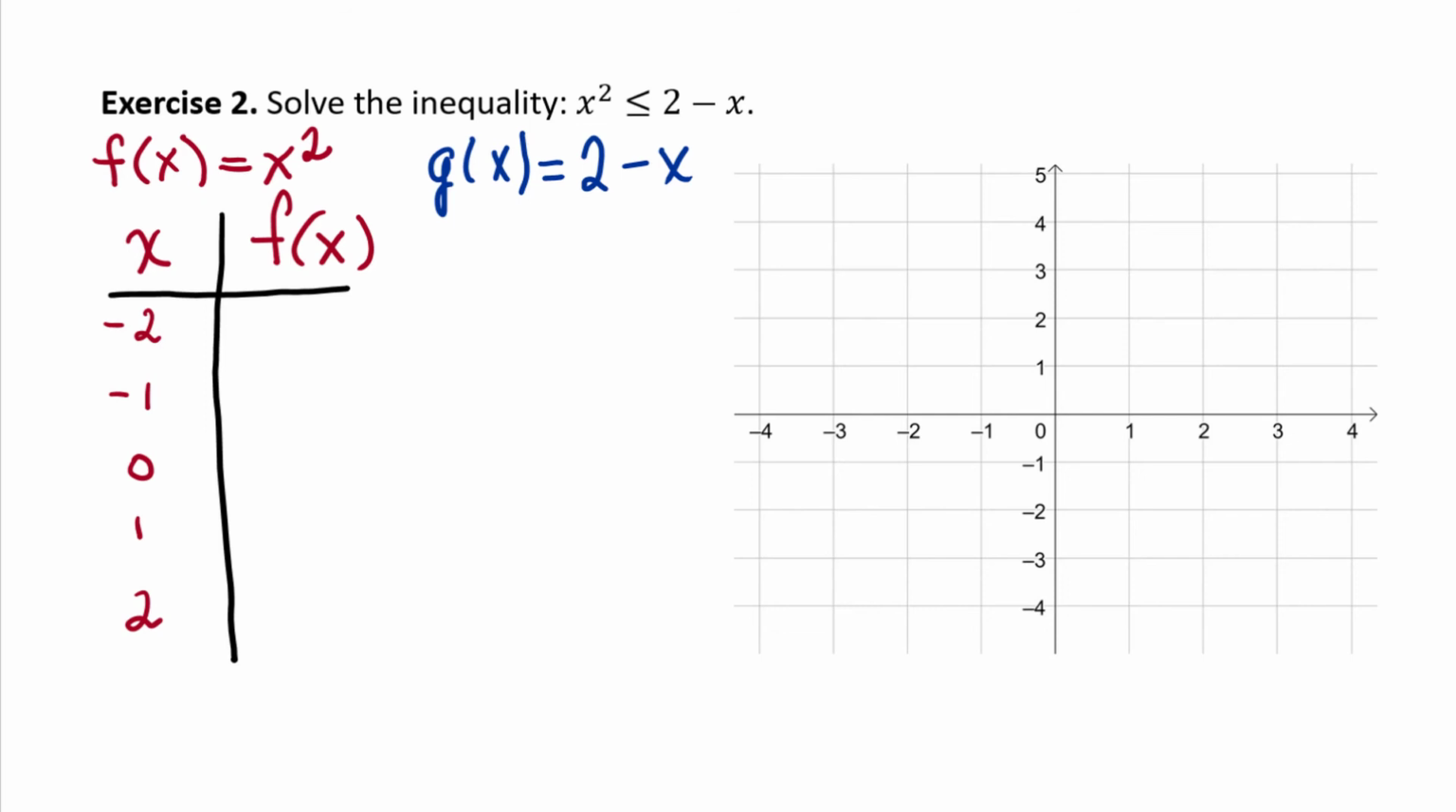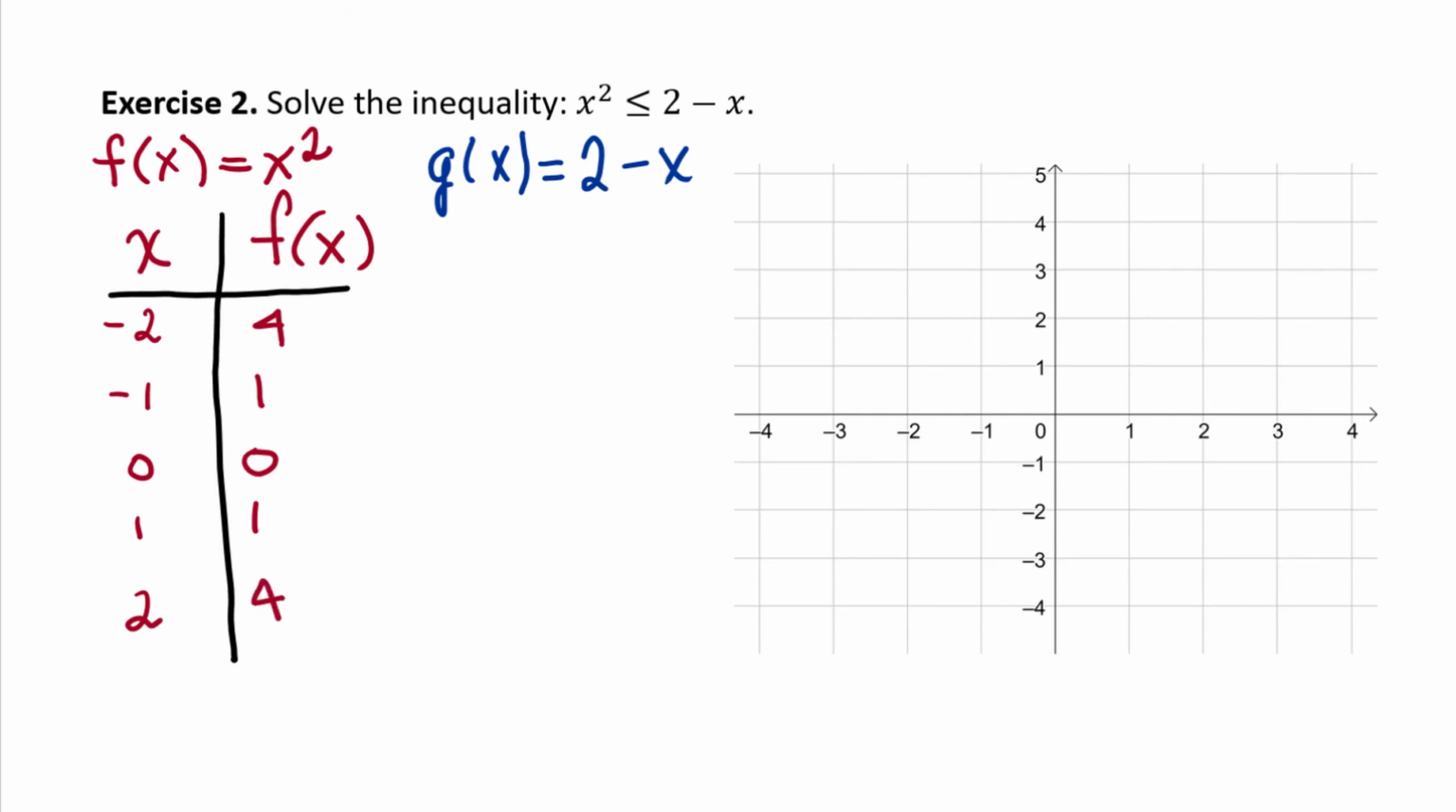So for x equals negative 2, that squared is 4. For x equals negative 1, that squared is 1. At x equals 0, the corresponding function value is 0. At x equals 1, that squared is just 1. And for x equals 2, 2 squared is 4.